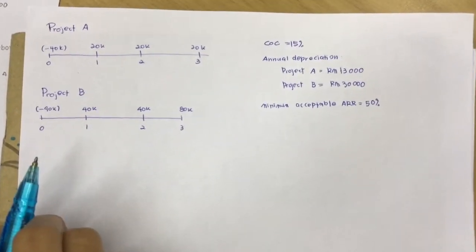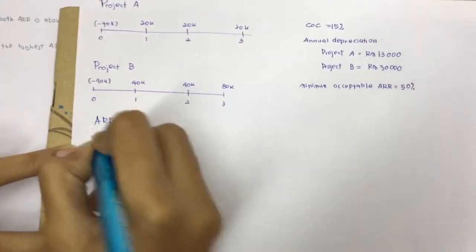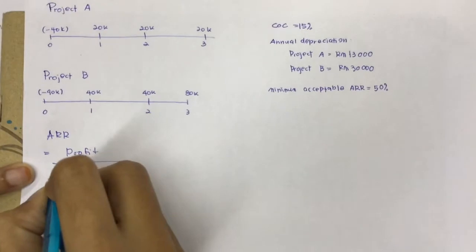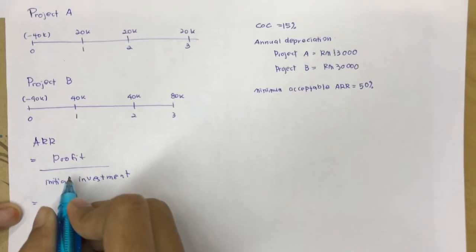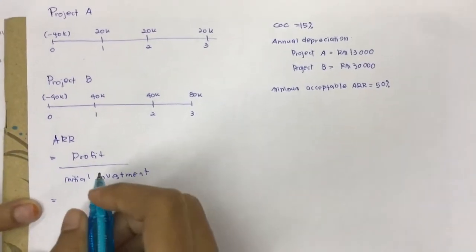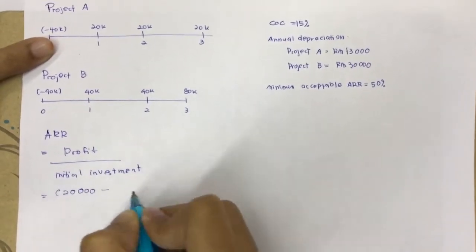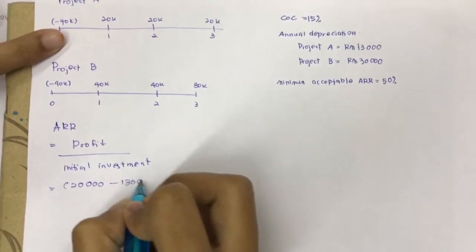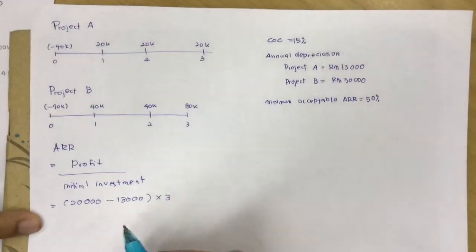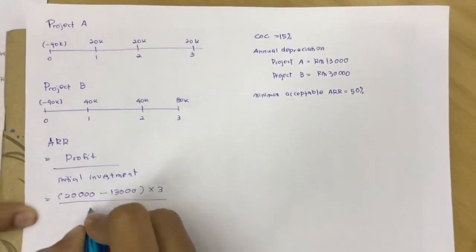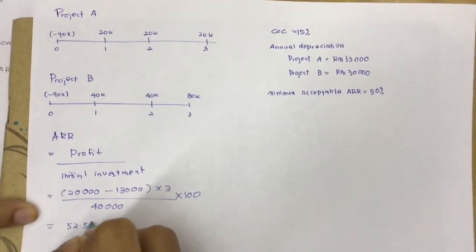So to calculate the ARR for project A, we have ARR is equal to the profit divided by the initial investment. So profit is the cash flow minus the depreciation. So for project A, we have the cash flow 20,000 minus the depreciation for project A is 30,000, and we times by 3 because it has the same amount for each year, and divide by the initial investment of 40,000 and times by 100, so we get 52.5%.